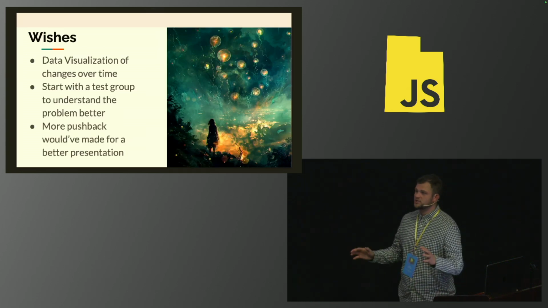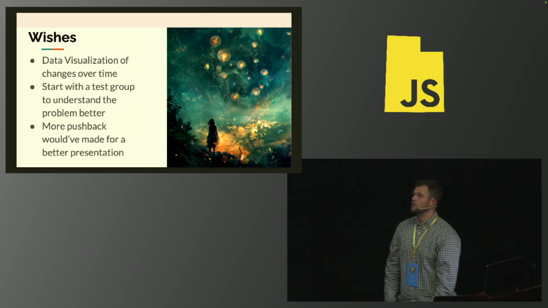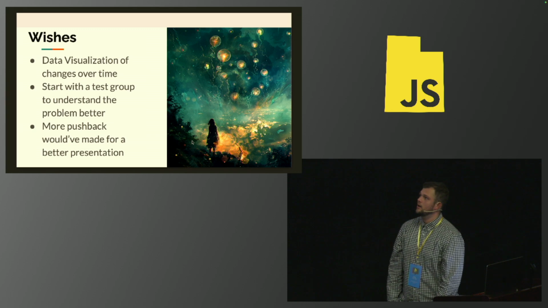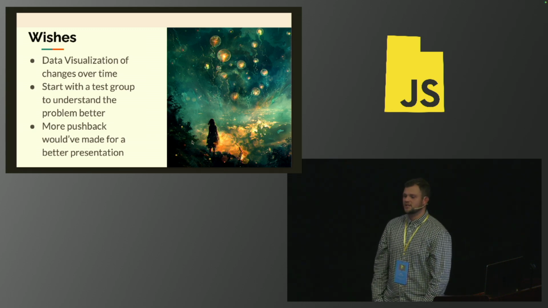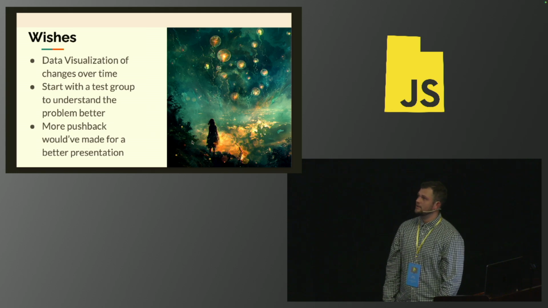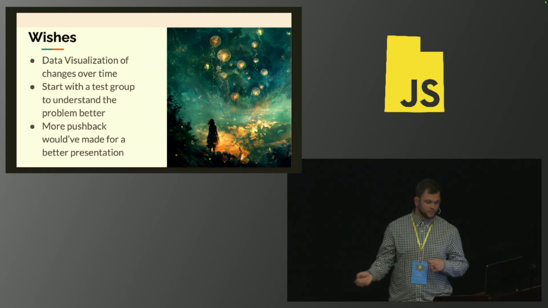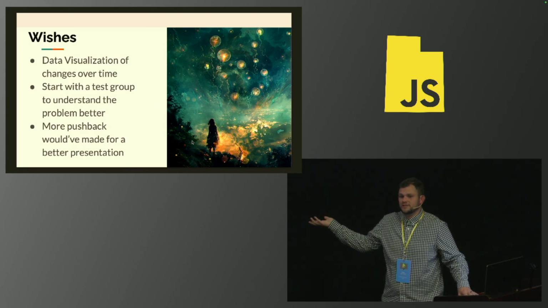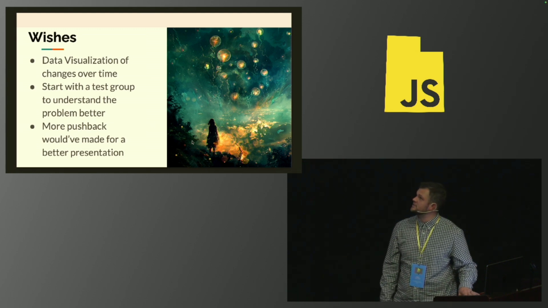So honestly, I had some wishes. I wish we had a data visualization instead of just a table. I think that would have been cooler to highlight the decrease in violations over time. I wish we would have started with a test group. It's hard to anticipate all the different things that are going to happen, so it's better if you can start with a small group, get an idea of those, and then roll those out. And honestly, more pushback would have made for a better presentation. We didn't really have people who said, no, I absolutely will not do this, and so that made things easier.